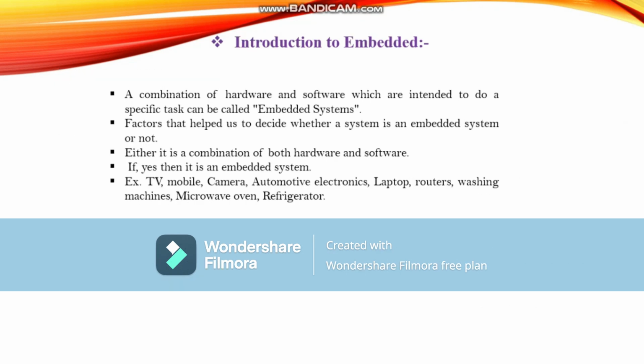A combination of hardware and software which is intended for a specific task can be called an embedded system. Factors that help decide whether a system is an embedded system or not: is it a combination of both hardware and software? If yes, then it is an embedded system. For example, TV, mobile, camera, automotive electronics, laptop, routers, washing machine, microwave oven, refrigerator.